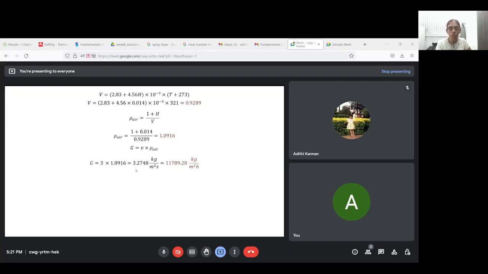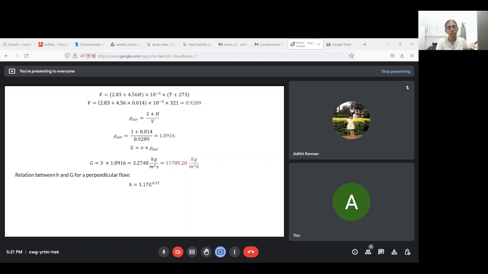So when you convert per second into per hour, you need to multiply by 3600. So 3600 into 3.2748 will give you 11,789.28 kg per meter square hour. So this is your mass velocity in per hour unit. Only this you will substitute inside the expression for your heat transfer coefficient.